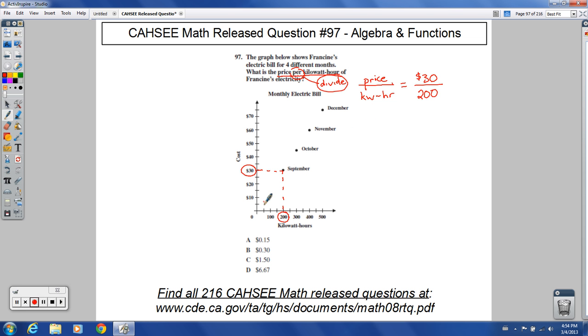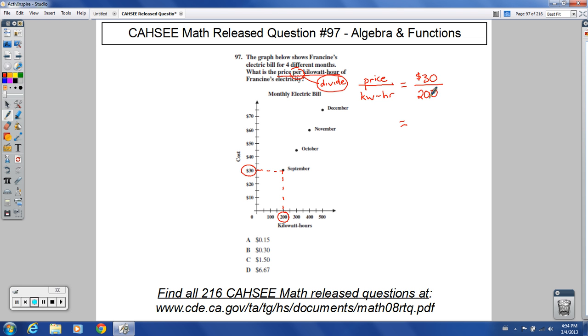It looks like this is a linear graph here if I connected all these points. So it doesn't matter which point I pick because of that. They're all going to give me the same value in the end. They all lie on the same line. They all have the same slope, in other words.